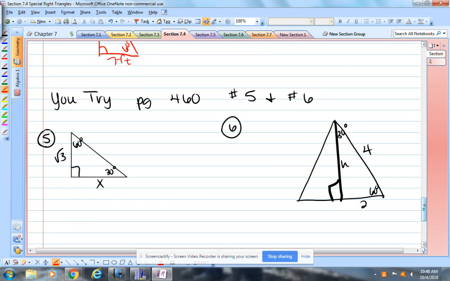I want y'all to try that. Actually, I want you to open your book to page 460, because my problems don't make sense to me, so they probably won't make sense to you, because I can't draw worth a poot. So y'all open to page 460. I want you to try number 5 and number 6. Their pictures are a lot better than mine, so you might want to open your book.